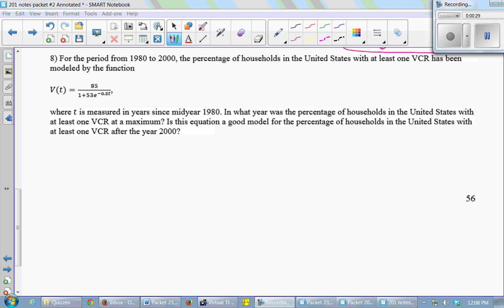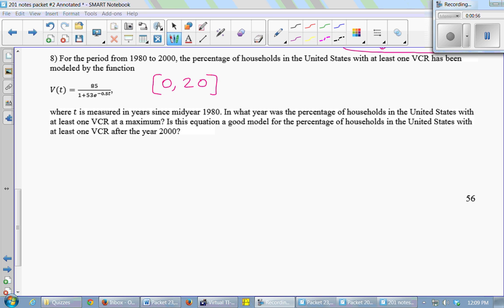Is this a good model for the percentage of households in the United States with at least one VCR after the year 2000? Well, we'll answer that after we do the maximum question. Okay, so let's look at finding a maximum value for V of t. So I'm looking on the interval 0 to 20, right? 1980 to 2000. So I'm just looking from 0 to 20, and I want to find a maximum value in there.